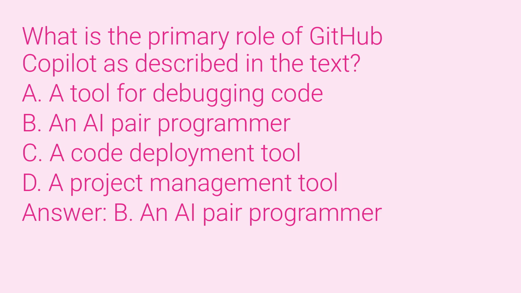What is the primary role of GitHub Copilot as described in the text? A. A tool for debugging code. B. An AI pair programmer. C. A code deployment tool. D. A project management tool. Answer. B. An AI pair programmer.